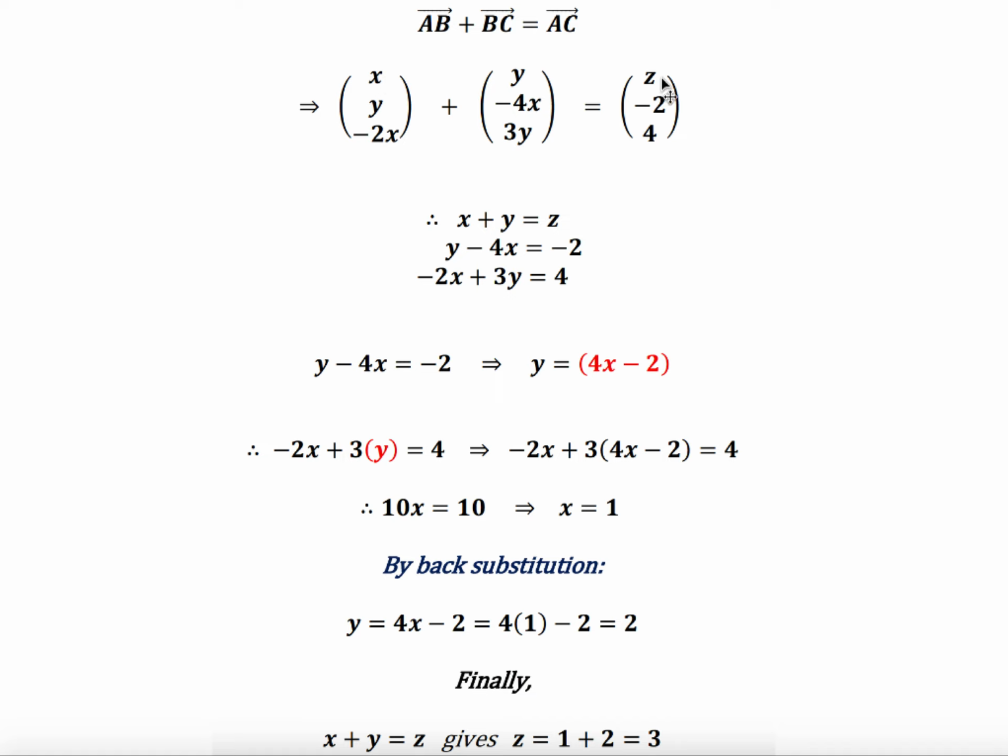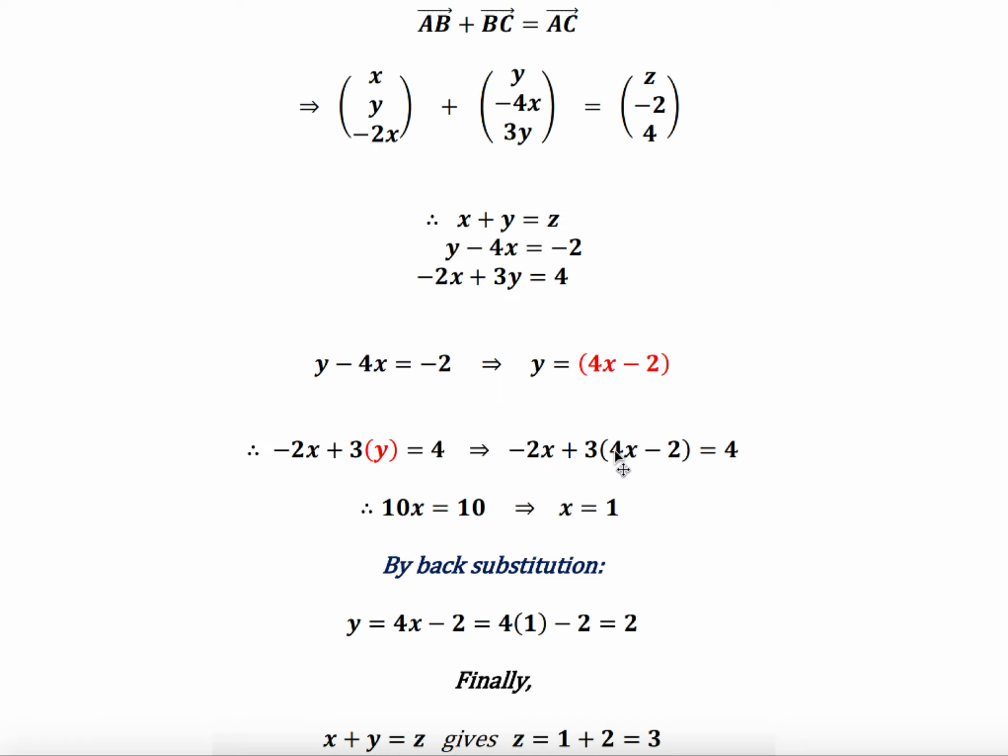We'll say that x plus y is z. That's equation 1. y minus 4x is negative 2. That's equation 2. And negative 2x plus 3y is 4. That's equation 3. You can see a system of equations, 3 equations, 3 unknowns. That's the golden number. They have to match up sort of 1 to 1. And equation 2 and equation 3 allow you to isolate, in this case, y is equal to 4x minus 2. And by plugging 4x minus 2 into the third equation where y is, you can reduce an equation that has 2 unknowns down to an equation with simply 1 unknown in terms of x.